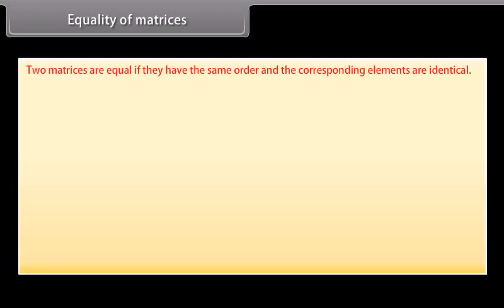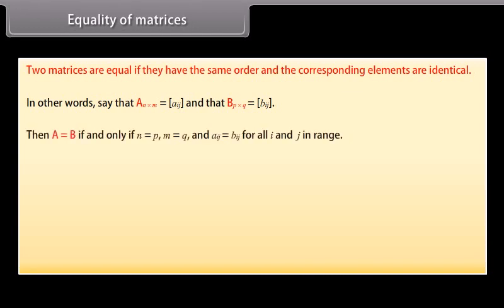Equality of matrices. Two matrices are equal if they have the same order and the corresponding elements are identical. In other words, say that A (n by m) is equal to [aij] and that B (p by q) is equal to [bij], then A is equal to B if and only if n is equal to p, m is equal to q, and aij is equal to bij for all i and j in range.